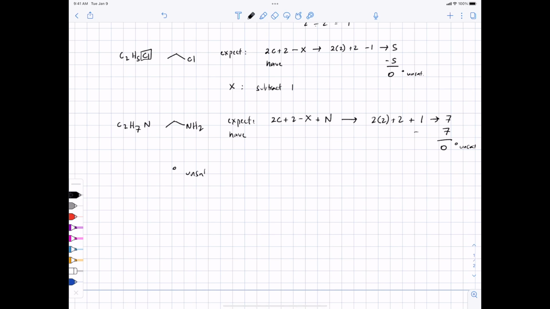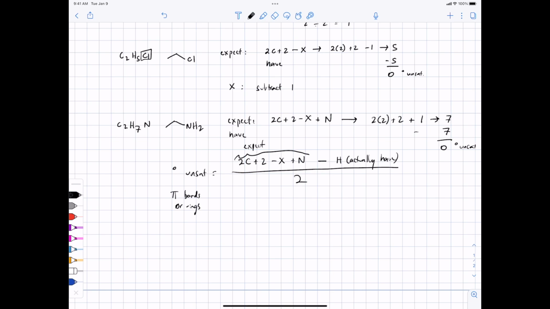The degrees of unsaturation equal 2 times the number of carbons plus 2, adjusted for halides and nitrogen, subtracted by the number of hydrogens you actually have, and then divided by 2. This is the number you expect. And that will tell you how many pi bonds or rings the molecule has. And as I said, this can help rule out a lot of other possibilities when trying to solve the structure of an organic molecule. Why does this matter?